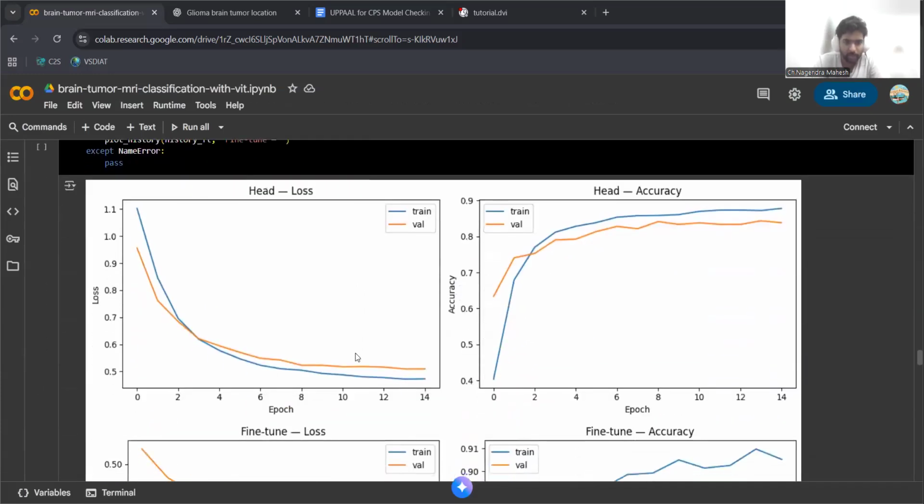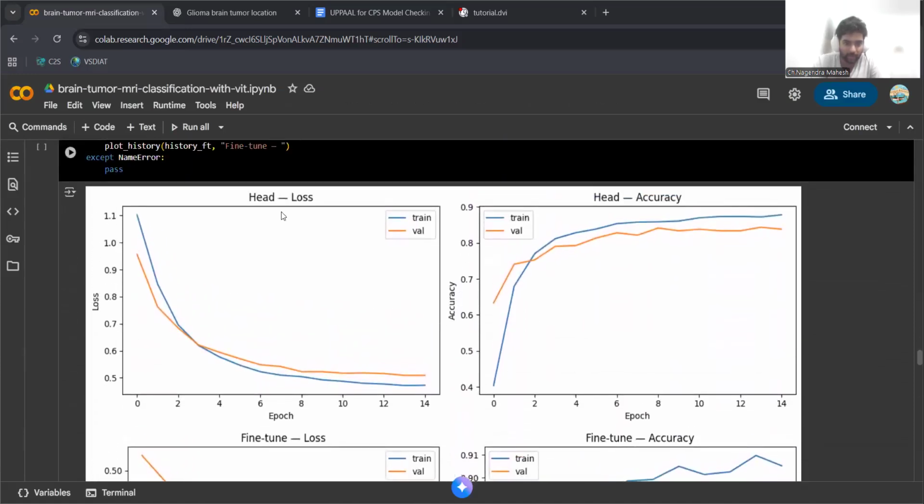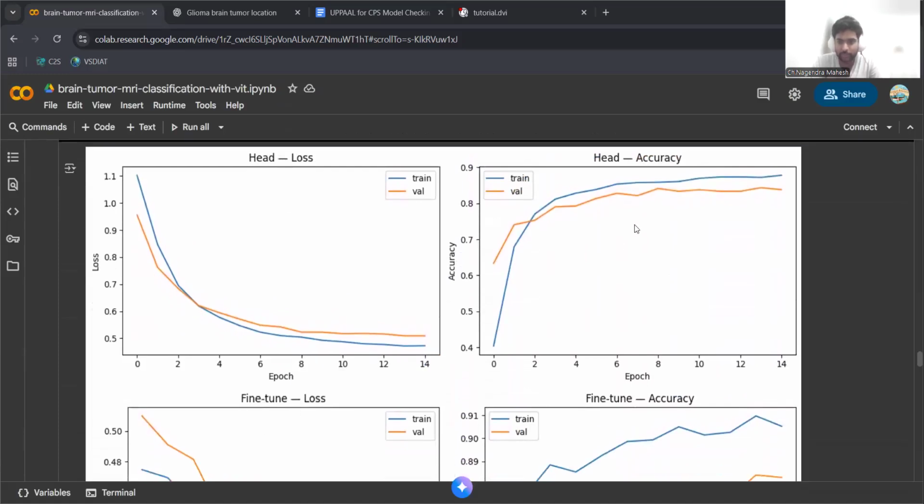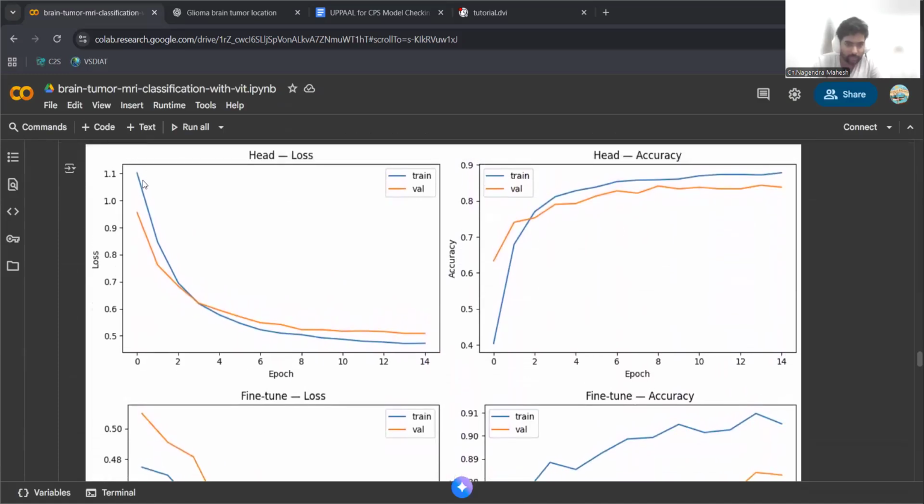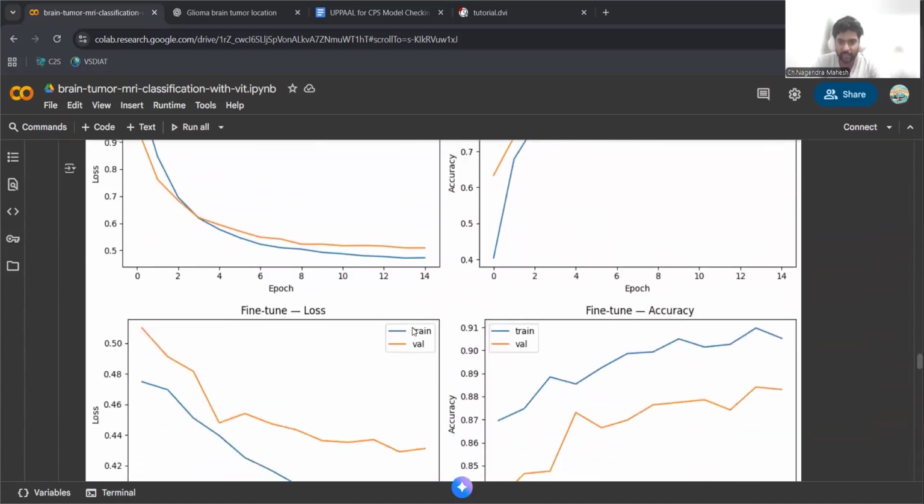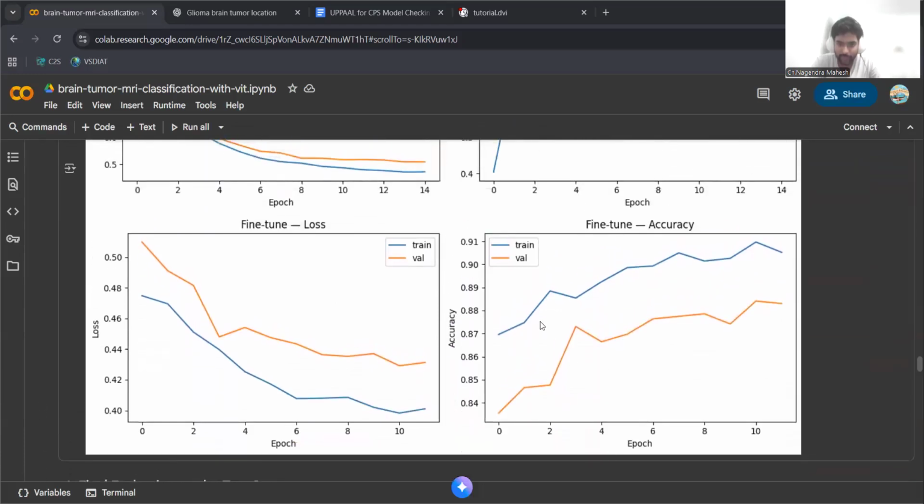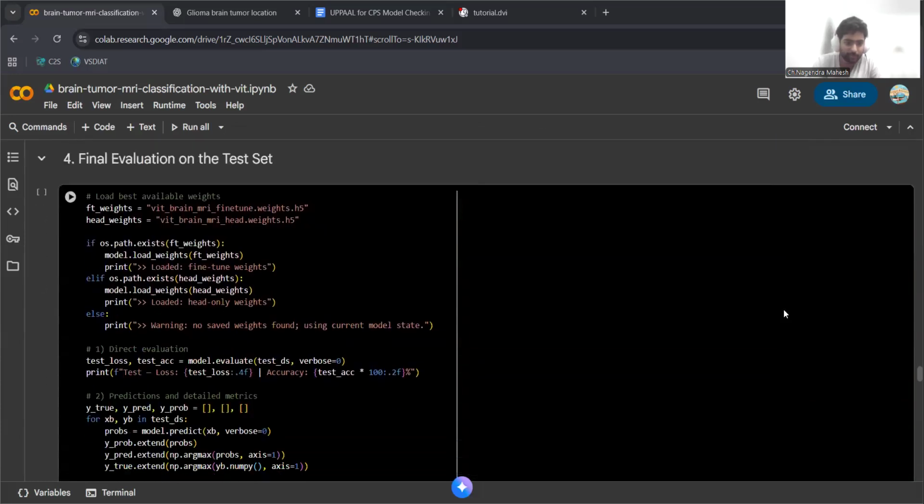These are the loss and fine-tuning loss curves during the head training and after fine-tuning. These are the accuracy curves. This is the loss function curve when we are training. After validating, this is for the validation set. This is the loss function curve. These are the accuracy curves. This is the training accuracy curve after fine-tuning. For validation, we got around 87 percent.